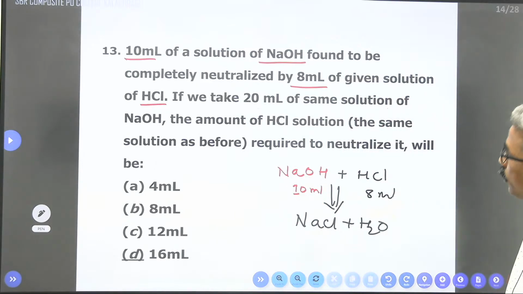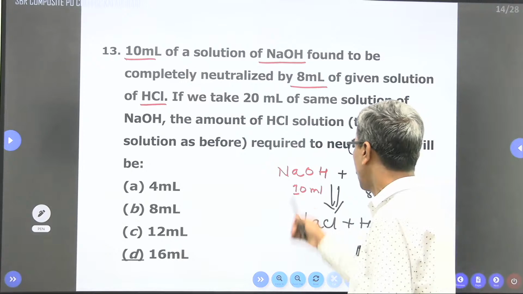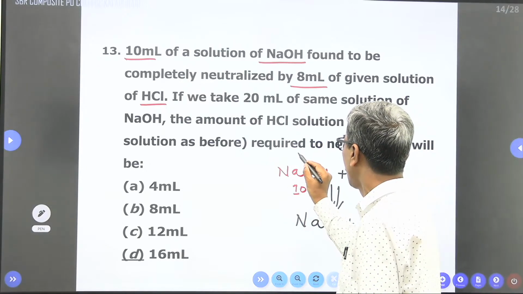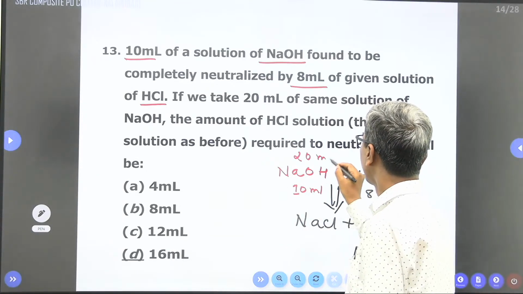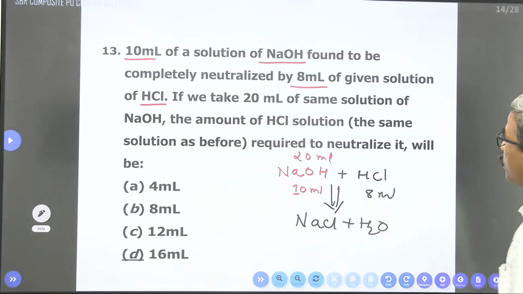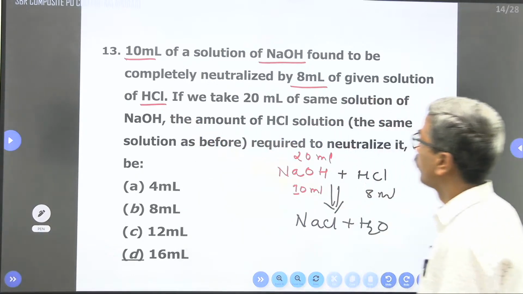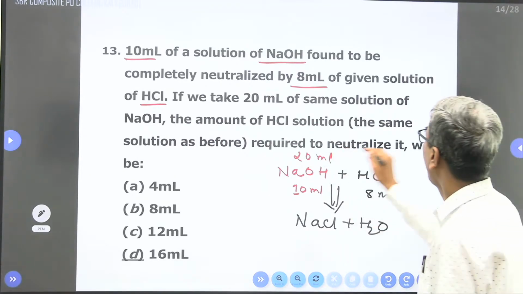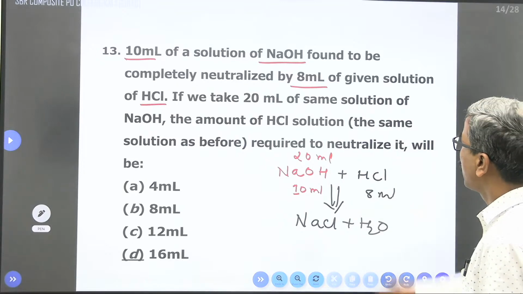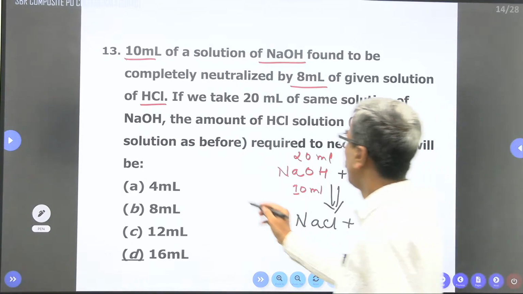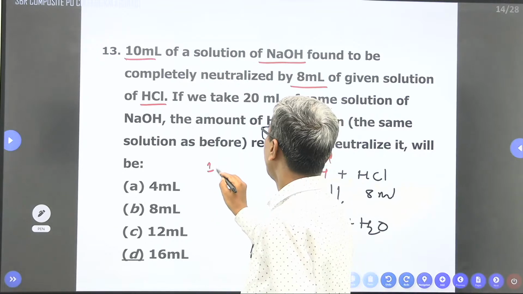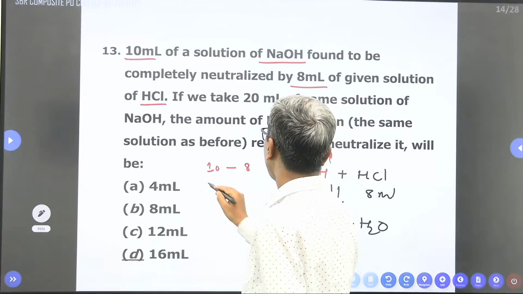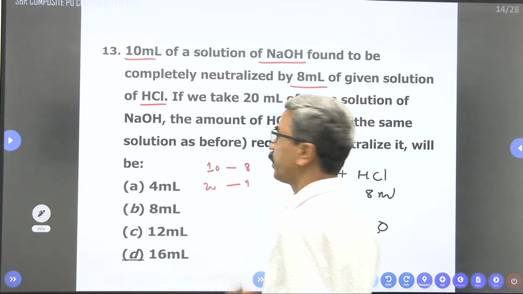Now they are saying if you take 20 ml instead of 10, I am writing here 20 ml of the same solution of sodium hydroxide, the amount of the same HCl solution required to neutralize it will be what? Now you can see it is very simple. If 10 ml requires 8 ml, then how much will 20 ml require?